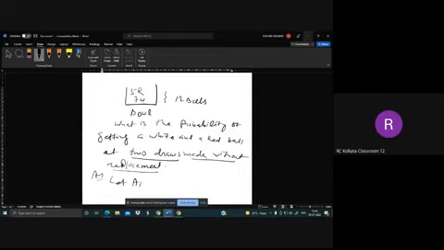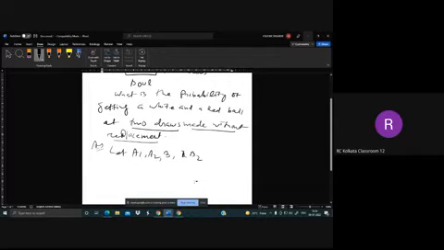Let A1, A2, B1, and B2. Okay, there are four events I am taking. The first ball drawn is red, the first ball drawn is white, the second ball drawn is red, and the second ball drawn is white. So these are the four events. First ball, let us write F red, F white, and second ball S red and S white.